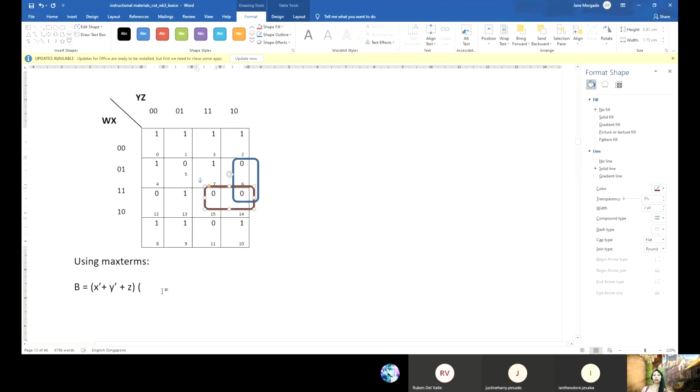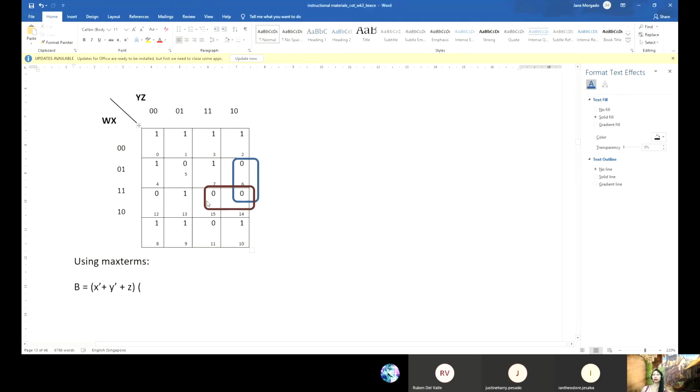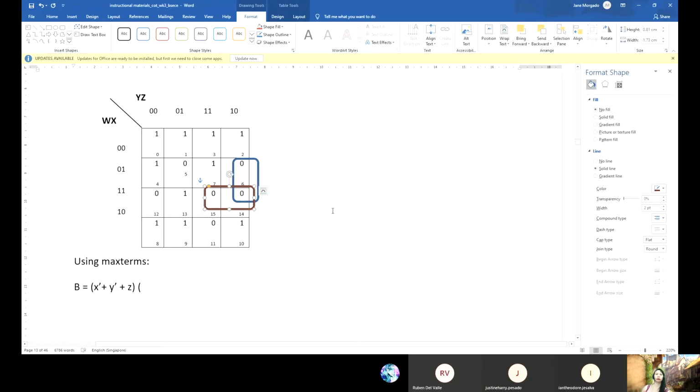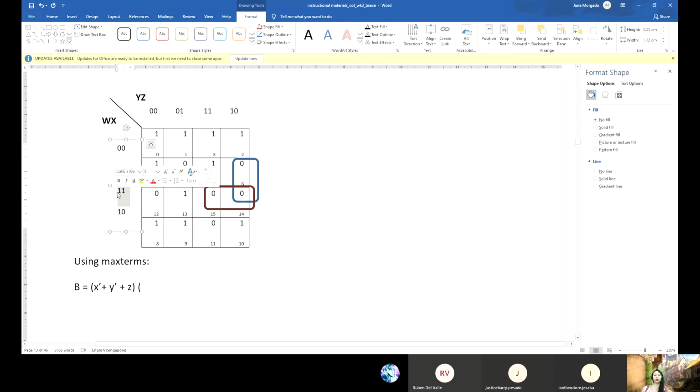Okay. So what color is this? I believe it is brown. Parang maroon, no? Brown red. Okay. So for this maroon line, with respect to the wx plane, we only have one value, which is w is 1, x is 1.